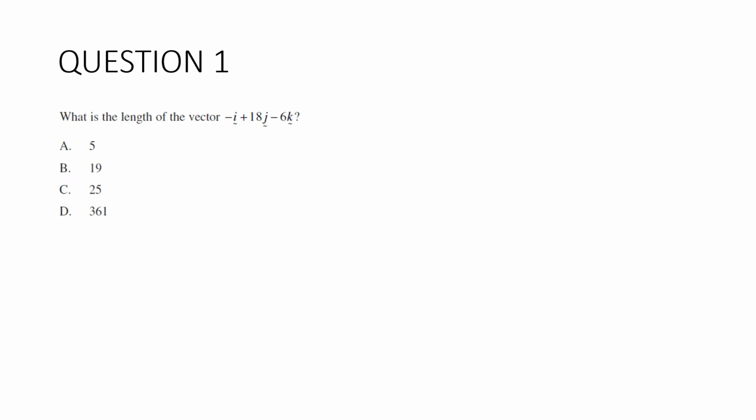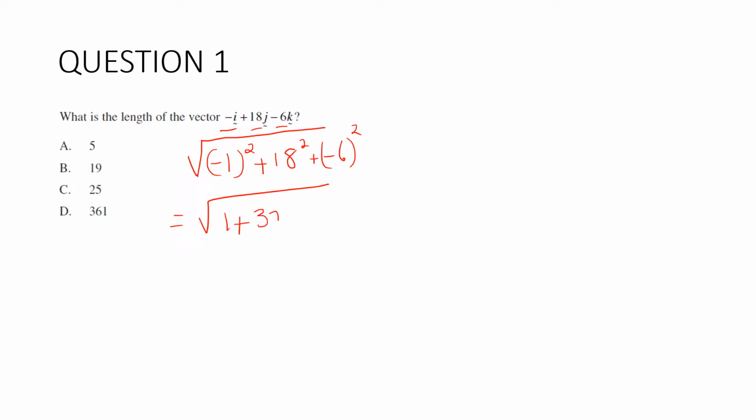Question 1. What is the length of the vector negative i plus 18j minus 6k? So recall, we want just the coefficients here and we want to square them. So negative 1 all squared plus 18 squared plus negative 6 all squared, which is the square root of 1 plus 324 plus 36, which is the square root of 361, which is 19. So the answer is B.